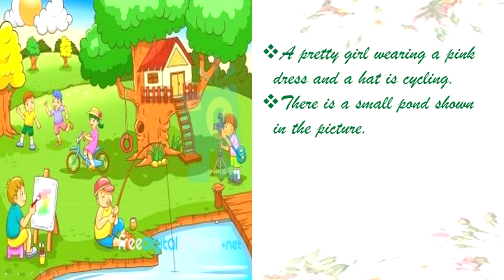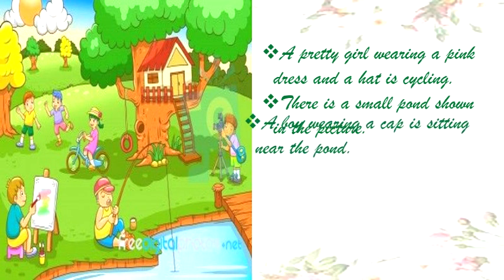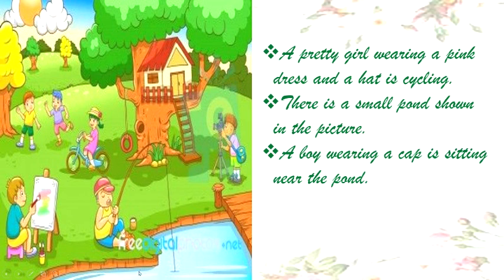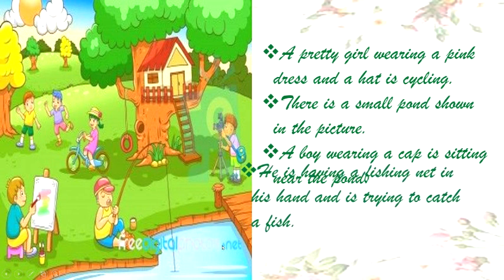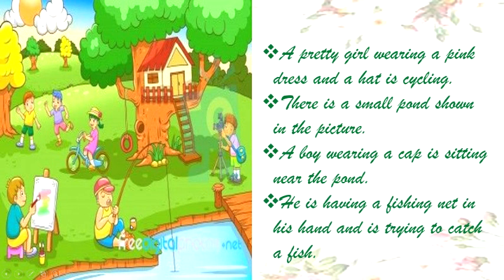There is a small pond shown in the picture. We can see this pond kind of thing. Yes. And what is happening near the pond? A boy wearing a cap is sitting near the pond. He is having a fishing net in his hand and is trying to catch a fish. So now we are describing what this boy is doing. Alright.